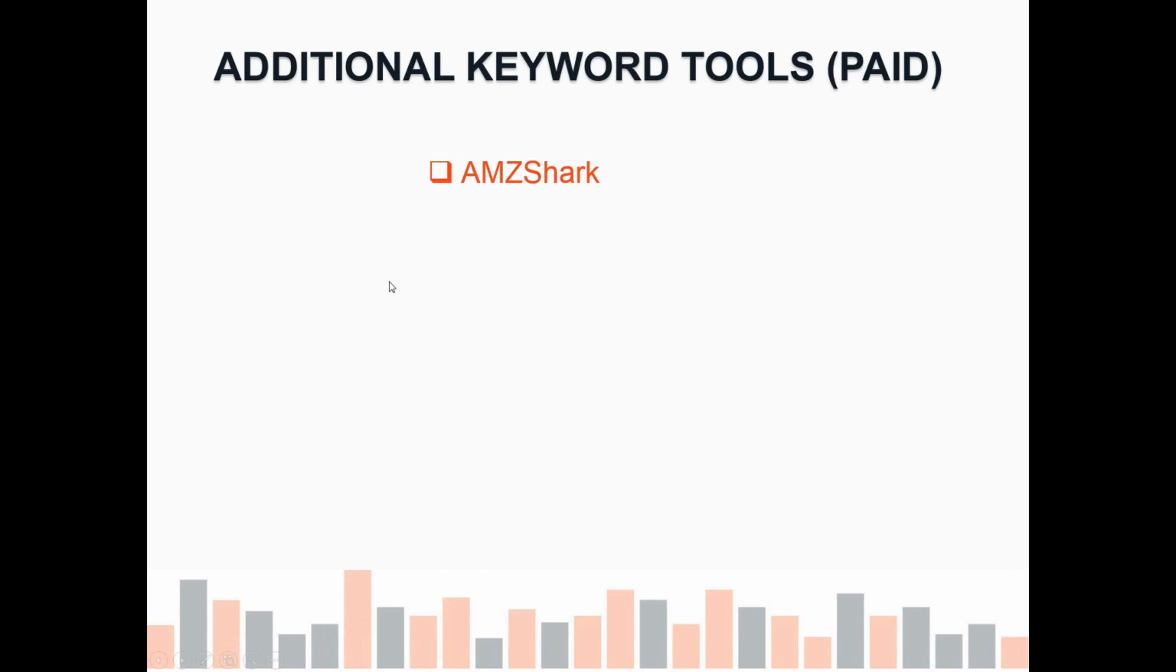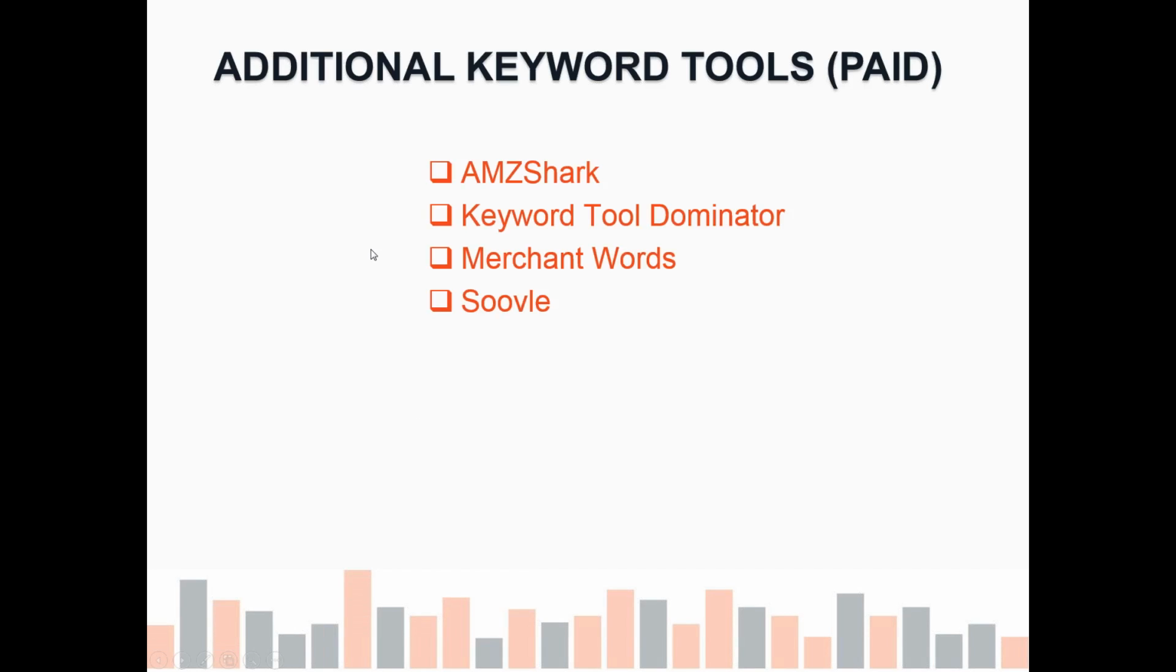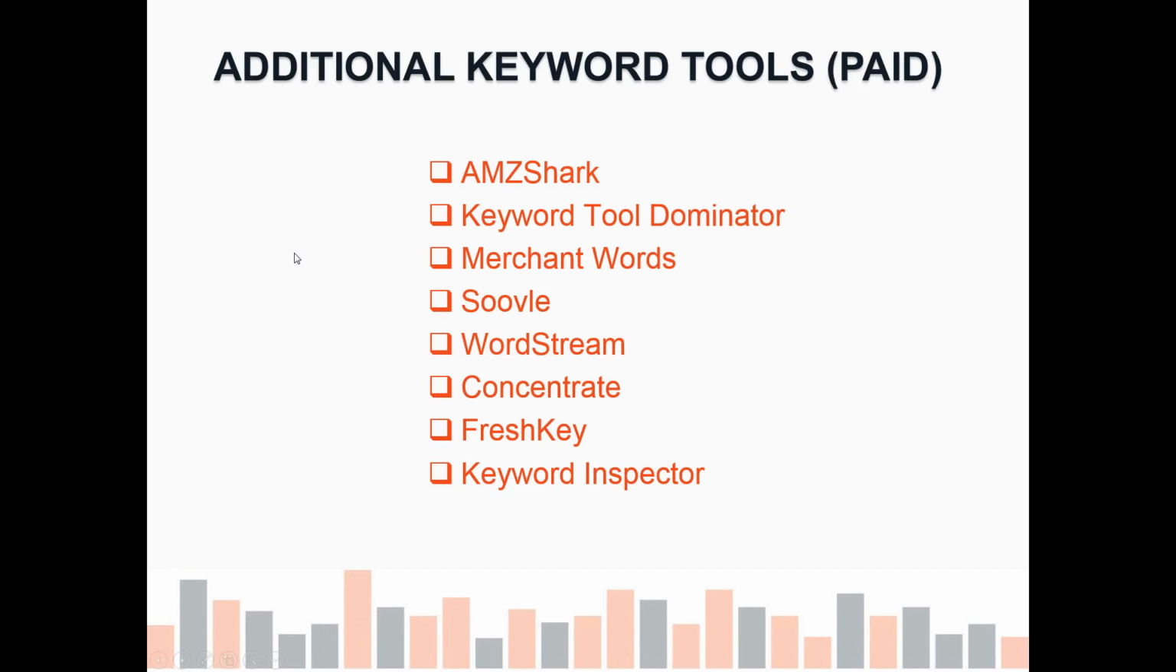And then there are some additional keyword tools that you could use outside of Amazon. Here are some of them, and they will be provided in these slides that you can access later on if you choose to seek out any of these organizations and utilize their keyword planning mechanisms.